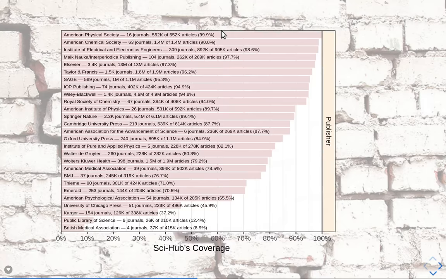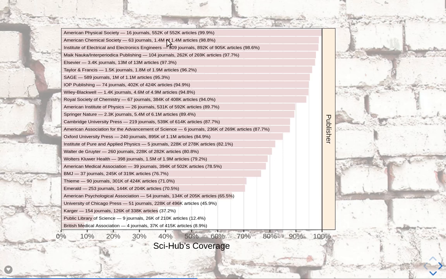And by publisher, there's actually a lot of variation. So at the top, you have American Physical Society, which is almost 100% covered. These are only showing large publishers, so those that had, I believe, published over a certain number of articles. American Chemical Society, which had filed the suit, is 98.8% in Sci-Hub. IEEE is near 99%. A little bit down, we have Elsevier, who sued Sci-Hub, at 97.3%. And down here at the bottom, we have Public Library of Science, which is an open access publisher. So I think this makes the point clearly: if you have some problem with being in Sci-Hub, one way to avoid that is to become open access.